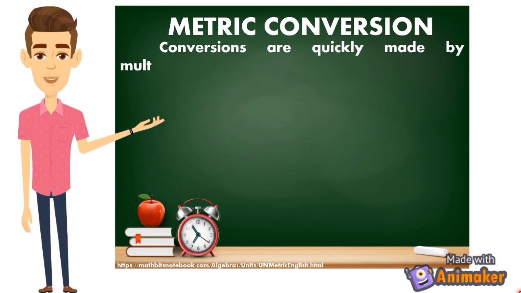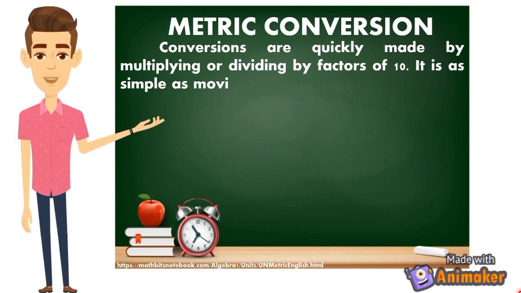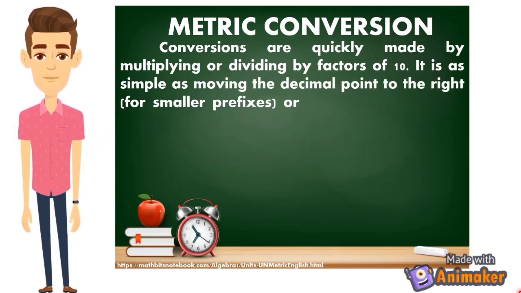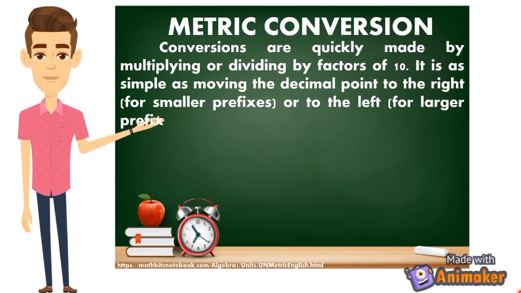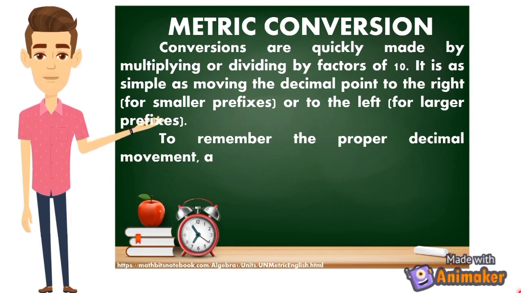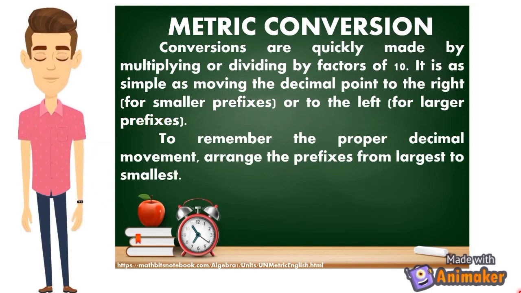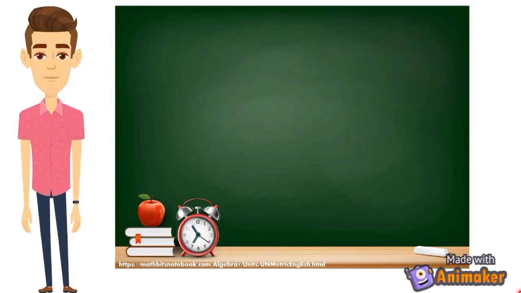Conversions are quickly made by multiplying or dividing by factors of 10. It is as simple as moving the decimal point to the right for smaller prefixes or to the left for larger prefixes. To remember the proper decimal movement, arrange the prefixes from largest to smallest. But how are we going to do that? So I have here an example on how you're going to memorize the largest to smallest prefixes. So ito yung example niya.